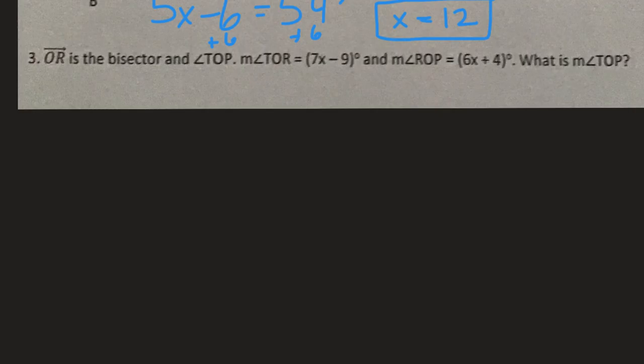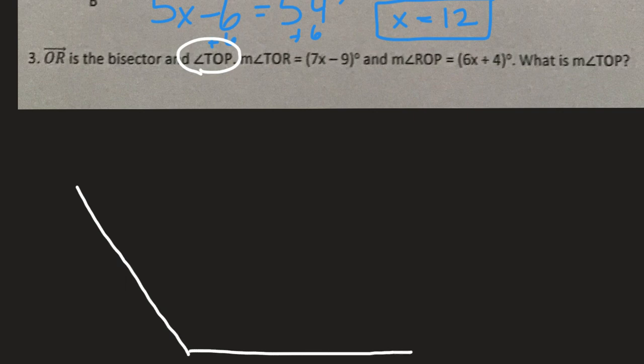Okay, so let's deal with this last one here. Here we have to draw your own picture, right? We don't have a picture to begin with, so we're going to practice your art skills, your geometric art skills, and draw this one. So what is the name of our big angle? TOP, right? So we're going to draw an obtuse angle, because we don't know if it's acute or obtuse yet, but our math will tell us. And we don't know what's going on, so let's draw it large so that we have space to write.